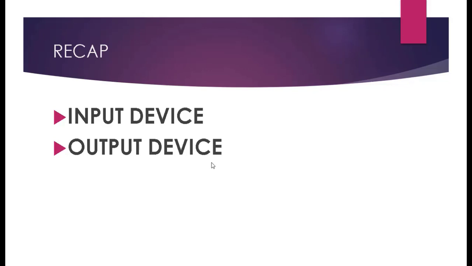So you have 2 types of monitors. One is monochrome. It will display only black and white. And color monitors, which can be used to display different colors from 16 to 1 million colors. So these were the topics we studied in the last class.